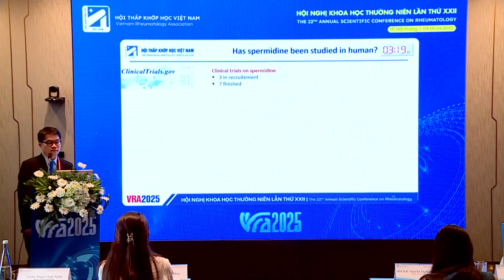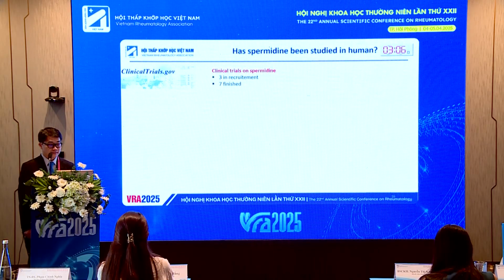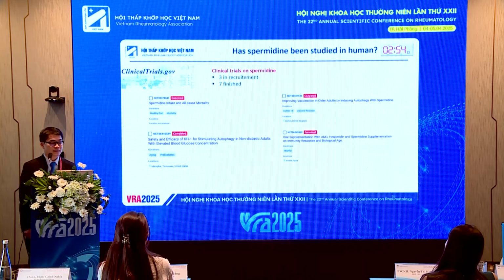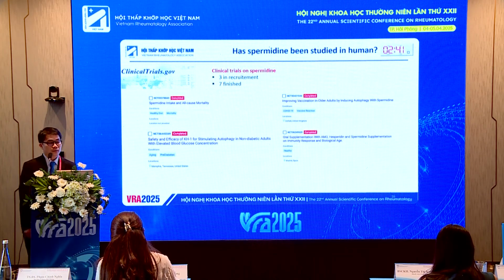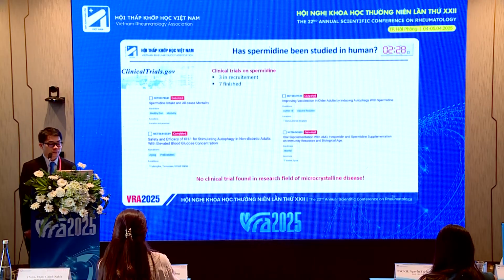And then we also looked for whether there are clinical trials of spermidine supplementation on gout disease. So we found 3 studies recruiting patients and 7 studies finished. And among them, we find many diseases to which they applied spermidine supplementation. For example, they assessed all-cause mortality. When supplementing spermidine, it could reduce the mortality or also improve immunity function by inducing autophagy, for example. But we never found a clinical trial of the supplementation of spermidine in the research field of microcrystalline disease. So it would be interesting to try to supplement in humans.